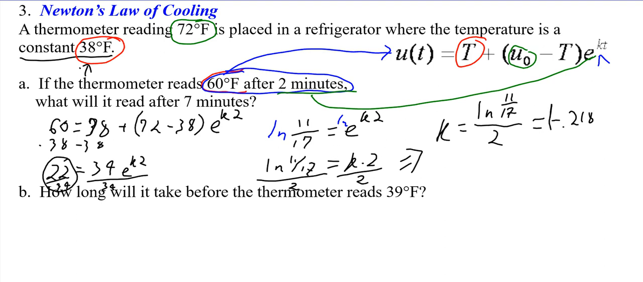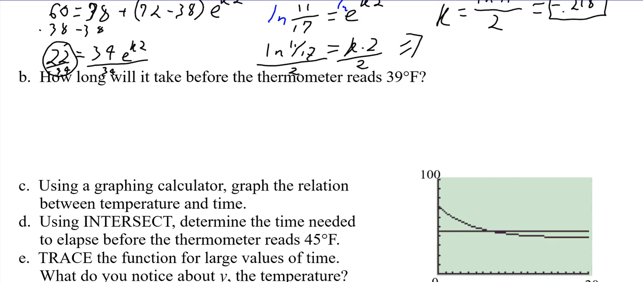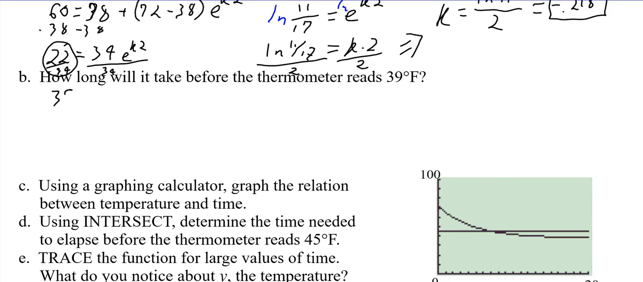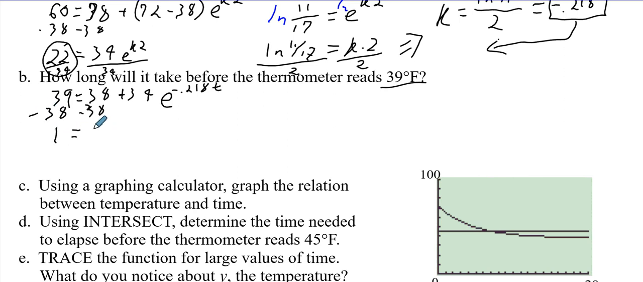Okay, so now I can use that to answer some additional problems. How long will it take before the thermostat reads 39 degrees? Let's use this to solve. I've got 39 is equal to 38 plus 34, which was 72 minus 38, times e to the negative 0.218, and I'm trying to figure out how much time it's going to take to get to 39 degrees. Subtracting 38 from both sides, 1 is equal to 34 e to the negative 0.218 t.